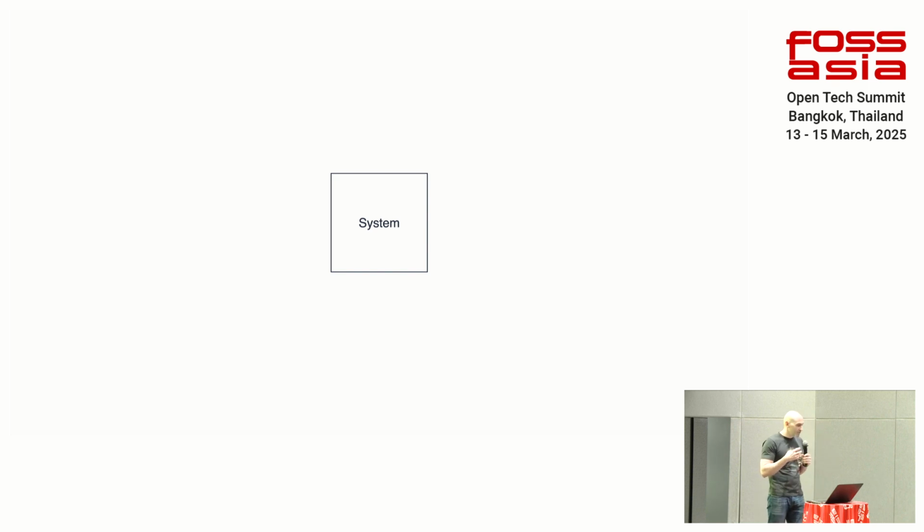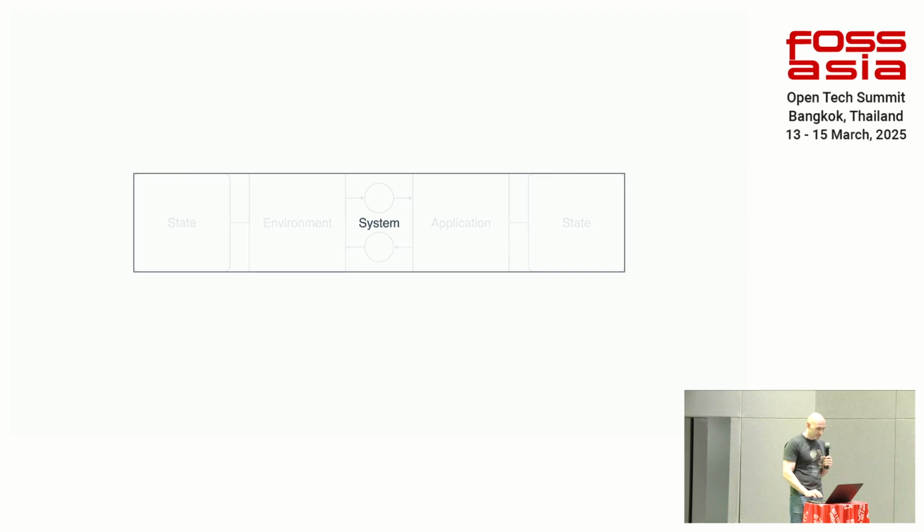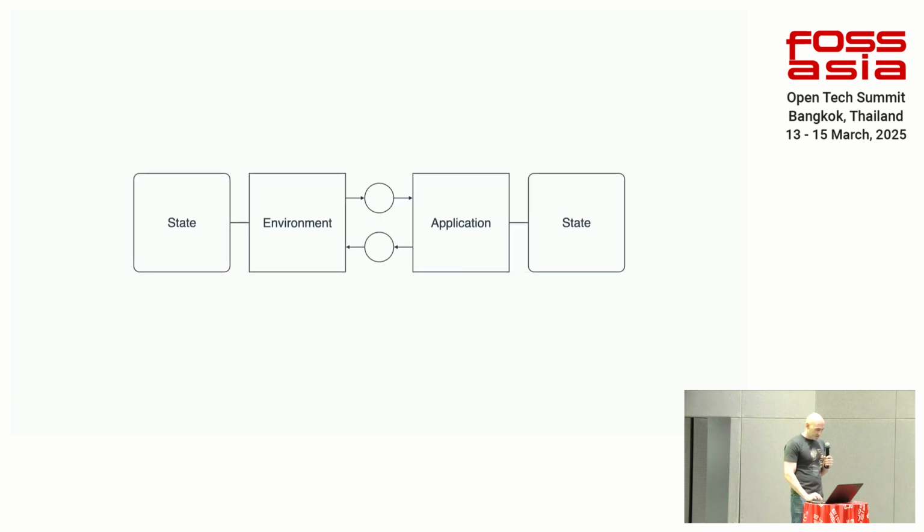For our discussion, we will think of a software system as being partitioned into two distinct entities, the environment and the application. The environment represents everything that is not the object that we are developing and testing. And the application represents everything that is the object that we are developing and testing. Our goal is to test the application.